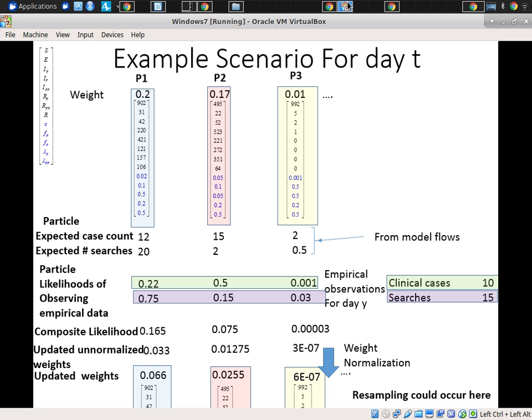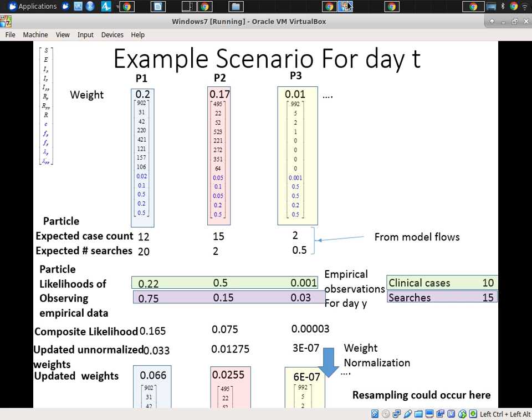Based on those expectations and the observed data, we calculate likelihoods, right? For each likelihood we consider, maybe it's for clinical cases, we calculate the likelihood of a particle that expects this many cases observing that many clinical cases, and so on. So for each particle, we could calculate likelihood values, however many likelihoods we have. And in our case, we just multiplied likelihoods to get a likelihood value for observing both datums for this day t for a given particle. So each particle has an overall likelihood of observing that observation at day t.